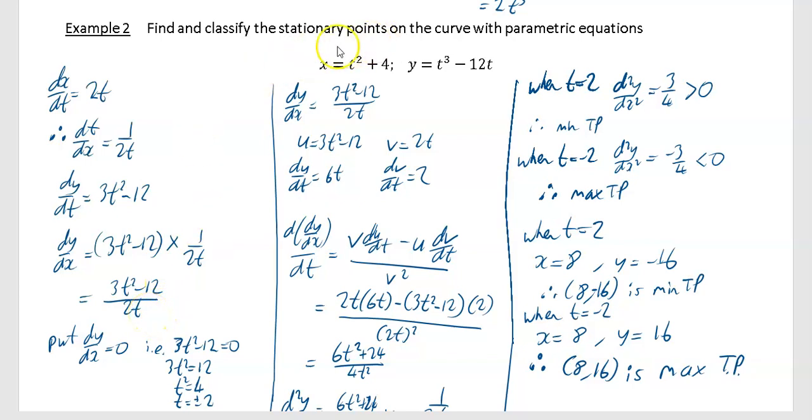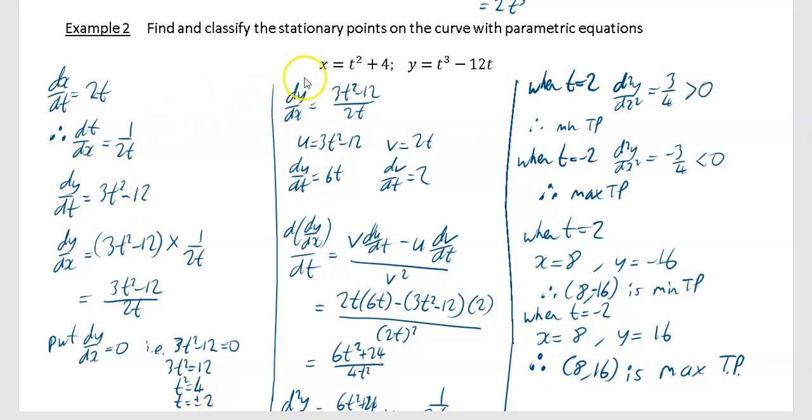So at a stationary point, dy by dx equals 0, so that's why you put dy by dx equals 0. And if you have a quotient, which is just a fraction, a quotient is equal to 0 when the top line is equal to 0. So just put 3t squared minus 12 equal to 0, which gives you 3t squared equals 12, which gives you t squared equals 4, which gives t is equal to plus or minus 2. So there's two values here, and we'll see why.